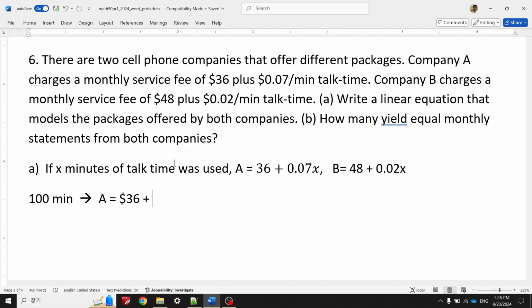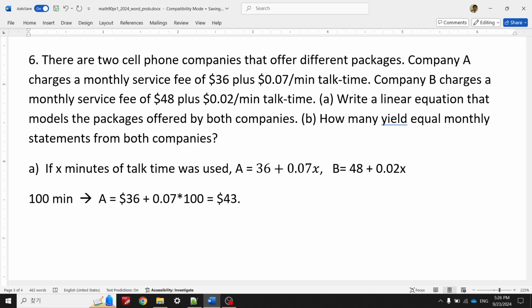Every minute is 7 cents. If you use 2 minutes, that's 14 cents, right? At 3 minutes, it'll be 21 cents, right? So 100 minutes, it'll be $7. And you get $7 by doing 0.07 times 100, right? And therefore, this will be $43.